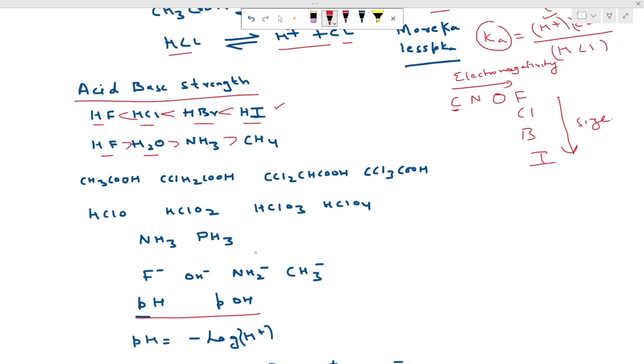So CH4 is the least acidic. Now if we compare these acids, the acetic acid is there, CCl.